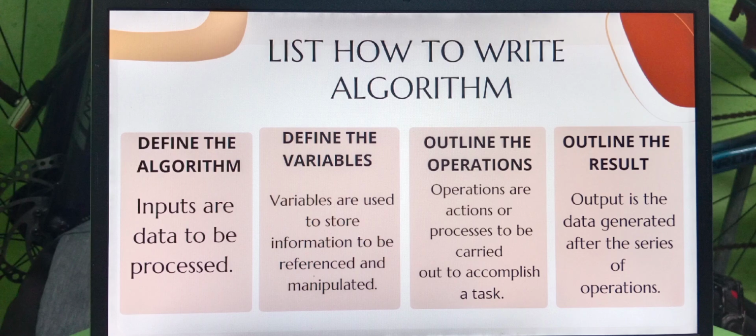Define the inputs. Inputs are data to be processed. Define the variables. Variables are used to store information to be referenced and manipulated. Outline the operation. Operations are actions or processes to be carried out to accomplish a task. Outline the result. Output is the data generated after the series of operations.